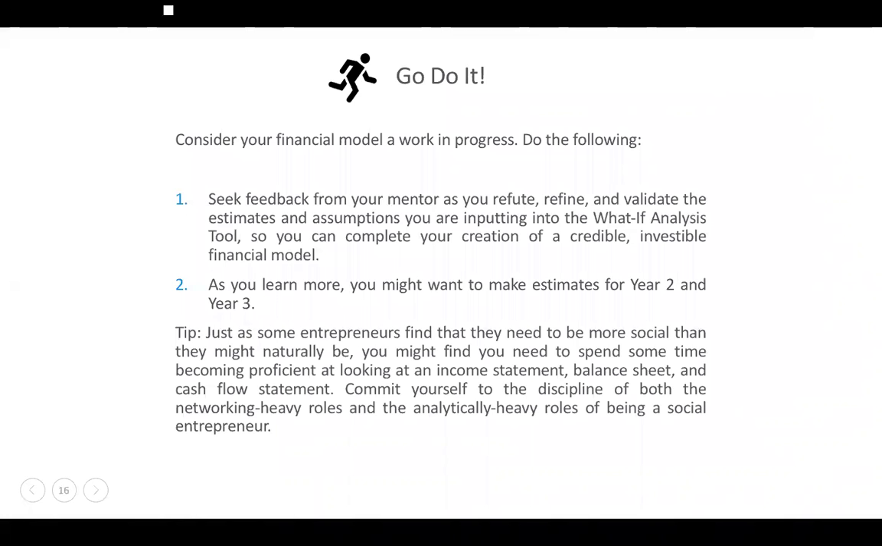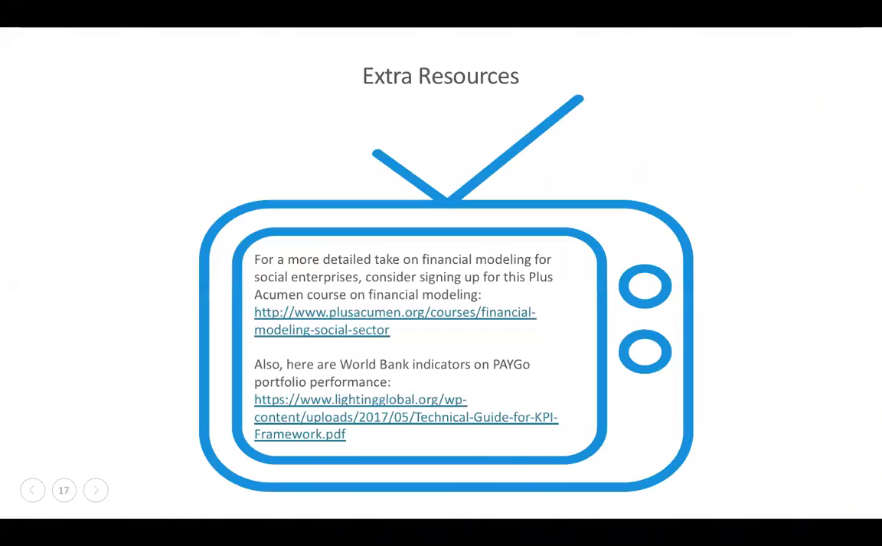And here's a tip. Just as some entrepreneurs find that they need to be more social than they might naturally be, you might find you need to spend some time becoming proficient at looking at an income statement, balance sheet, and cash flow statement. These are all included in the what-if analysis tool. Commit yourself to the discipline of both the networking heavy roles and the analytically heavy roles of being a social entrepreneur. We've also provided some extra resources here.